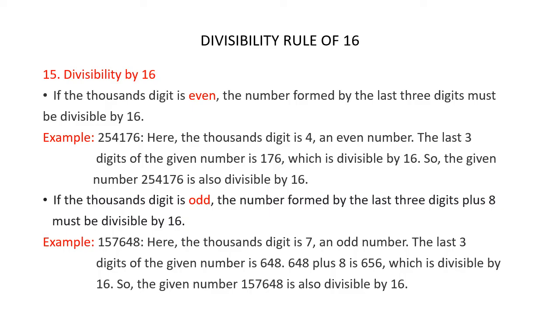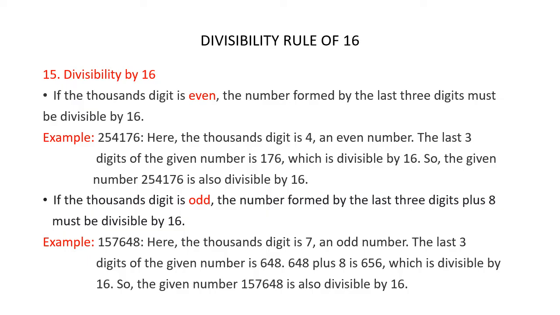The thousands digit is 4, which is an even number. So you have to consider the last three digits of the number. Here it is 176. 176 is divisible by 16. So the given number 254176 is also divisible by 16.